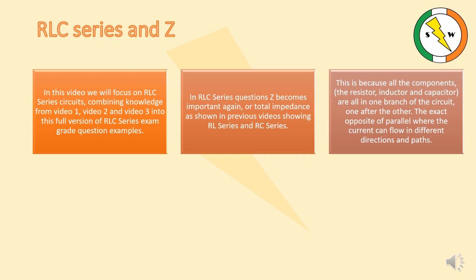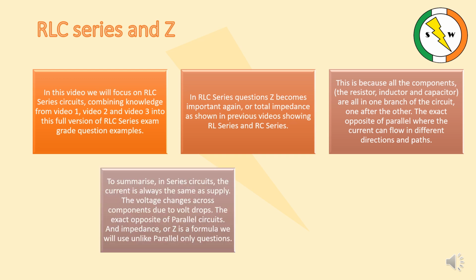The exact opposite of parallel where the current can flow in different directions and paths. To summarize, in series circuits, the current is always the same as supply. The voltage changes across components due to volt drops. The exact opposite of parallel circuits. And impedance, or Z, is a formula we will use unlike parallel-only questions. This is what it looks like.